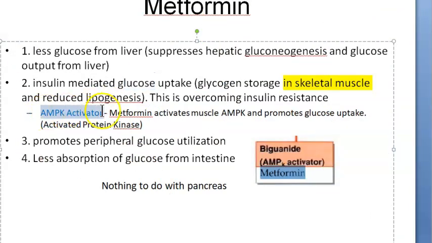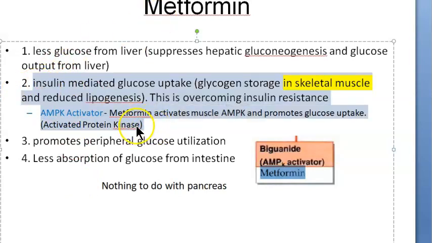So what is this AMPK? Activated protein kinase, they are saying. But what is the M, I didn't find out. You find out what M is, okay? So, this is the main function, right? Overcome insulin resistance. Very good.